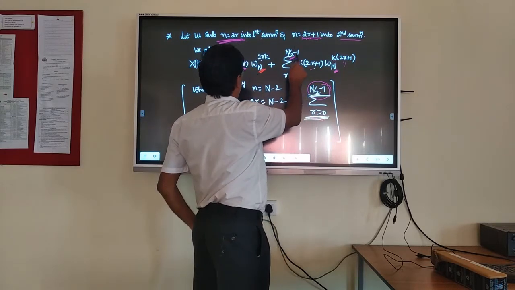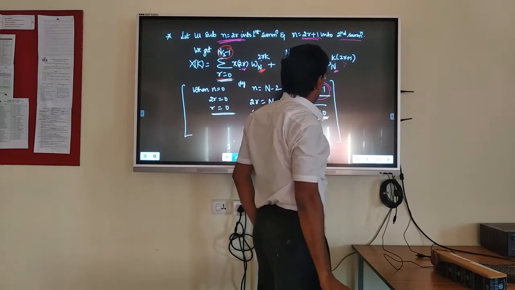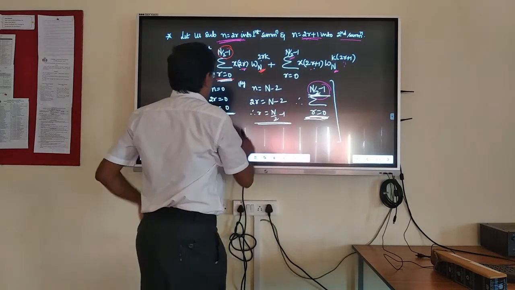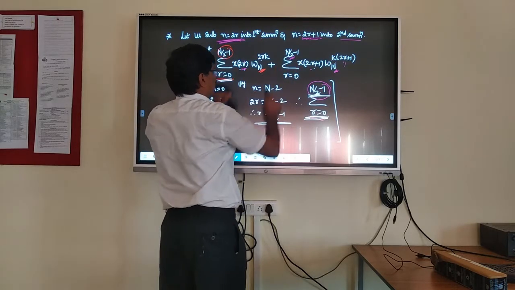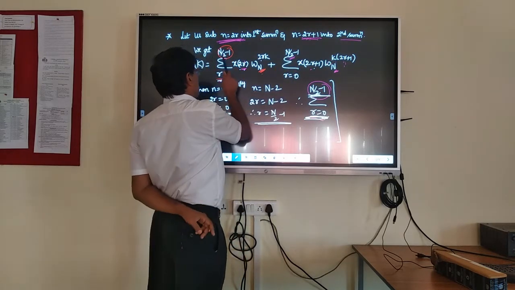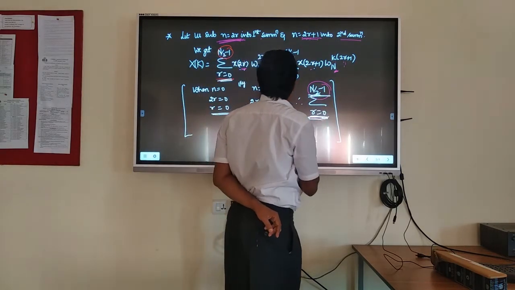r is equal to 0 to N by 2 minus 1, x of 2r plus 1, omega N to the power k into 2r plus 1. Now what is missing? Now I got the N point sequence divided into 2 N by 2 points. This is one N by 2, this is the other N by 2. But what is missing? Here N by 2 is there, here omega N is there.